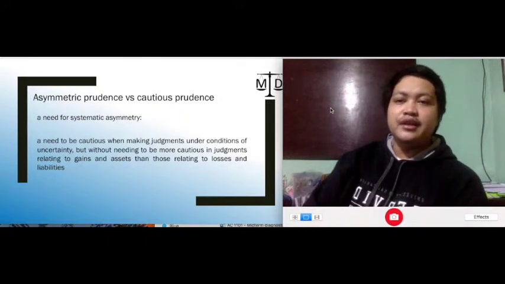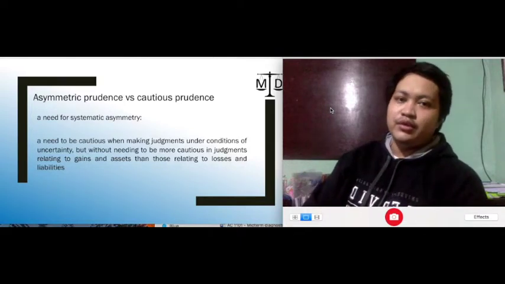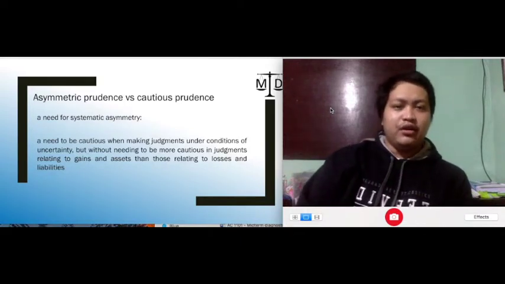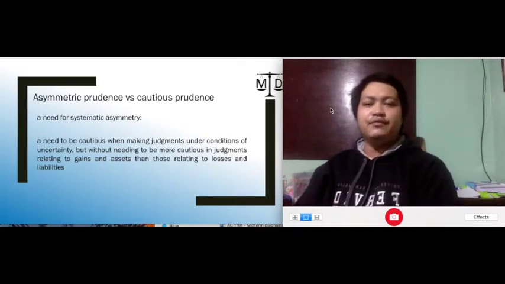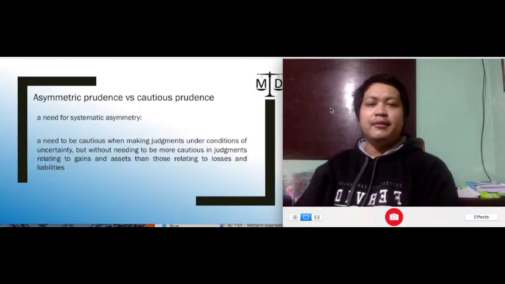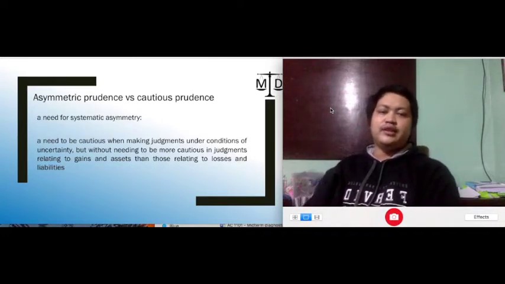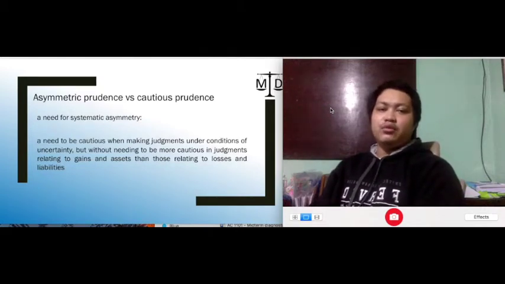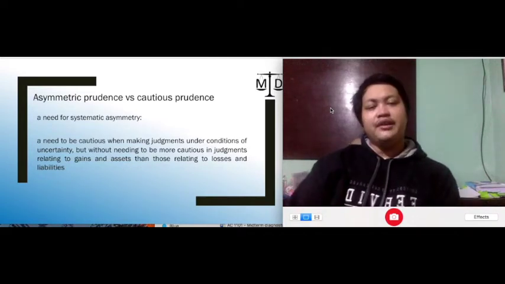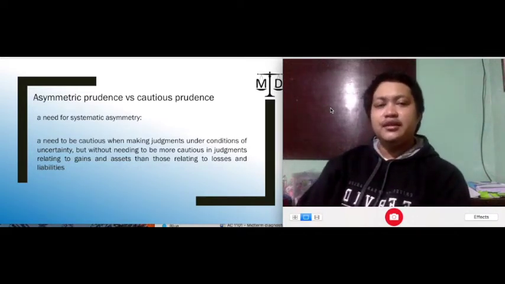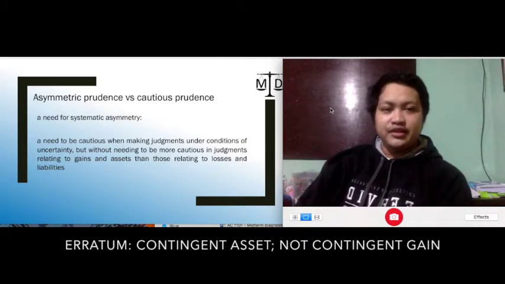So in a way, you can say that the present framework has actually adopted cautious prudence. However, the framework also acknowledges that it is allowed that standards can provide asymmetric requirements. Best example would be PAS 37, recognition of contingent liabilities. The present rule as provided in PAS 37 is that we have a higher requirement before we recognize a contingent gain in the financial statements compared to contingent liabilities.